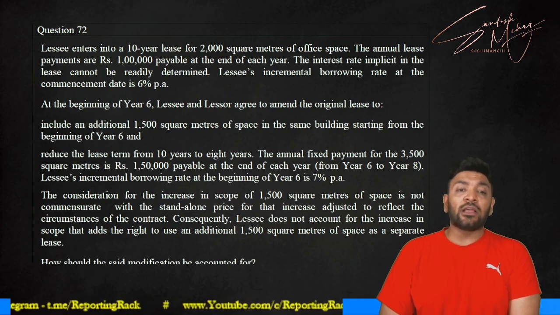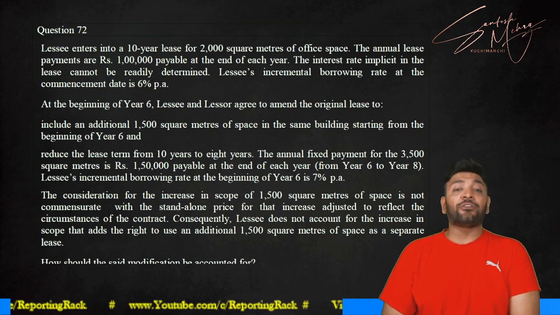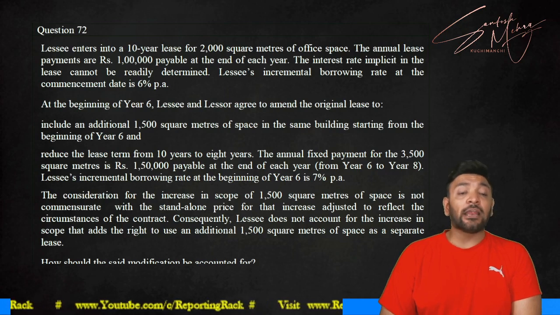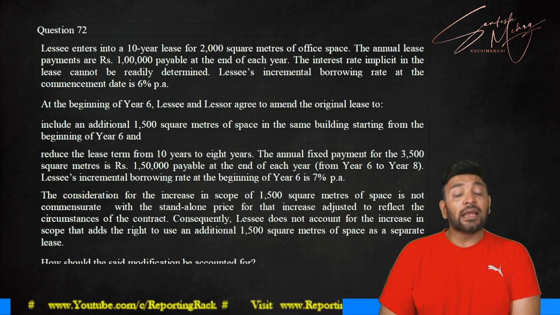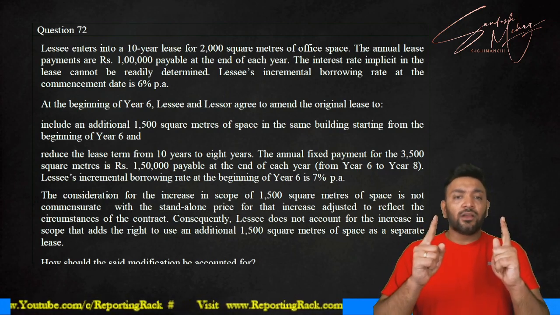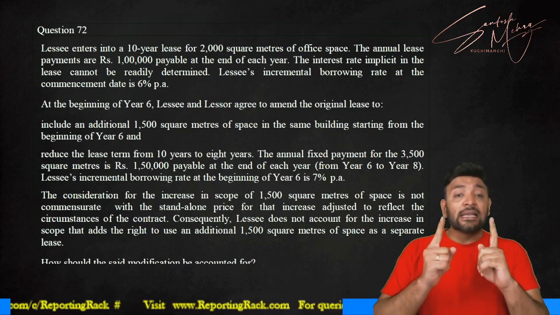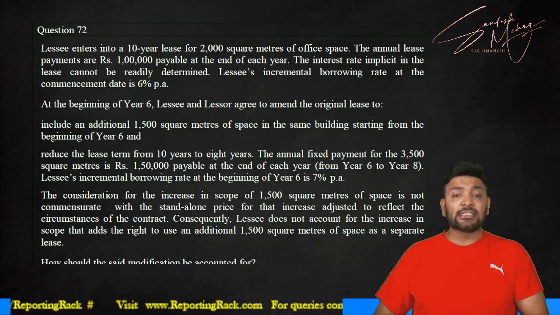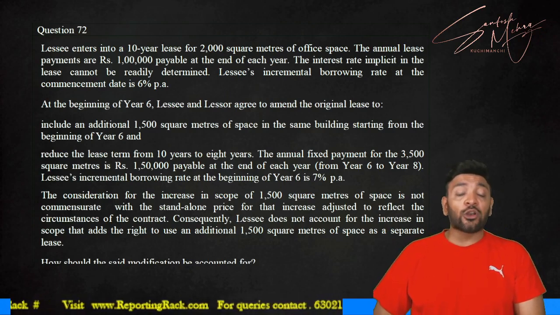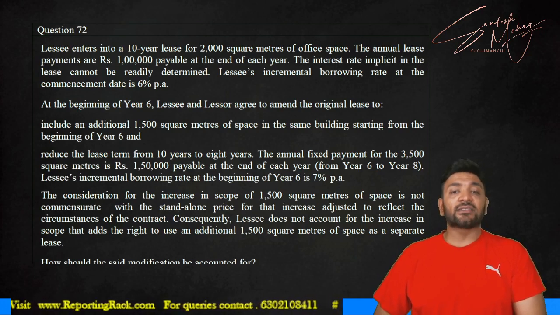Lessor agreed to amend the original lease, and they intended to include an additional 1500 square meters of space in the same building starting from the beginning of year 6. They reduced the lease term just to 8 years. This is very, very crucial because it represents a decrease in the scope of the existing lease. Decrease in scope, we had to reduce the value of the ROU asset also in the same proportion. We will see what this is.